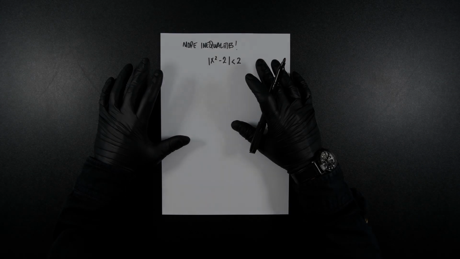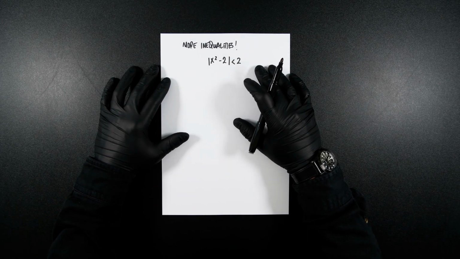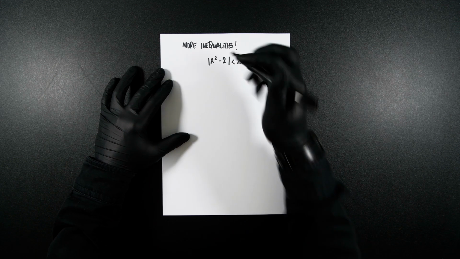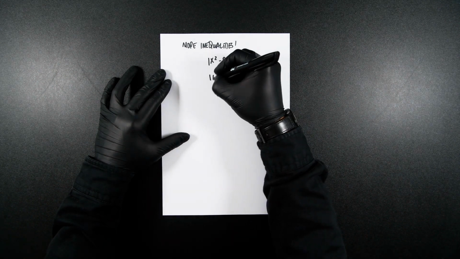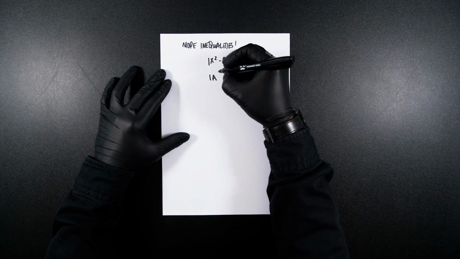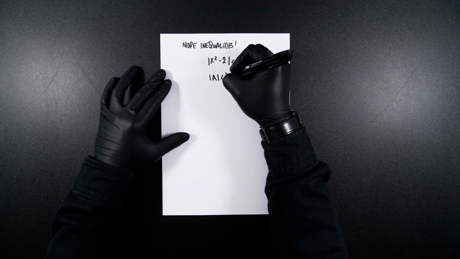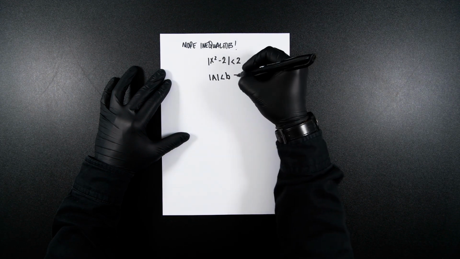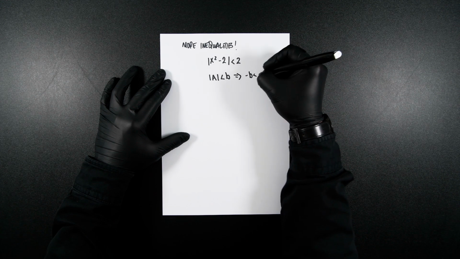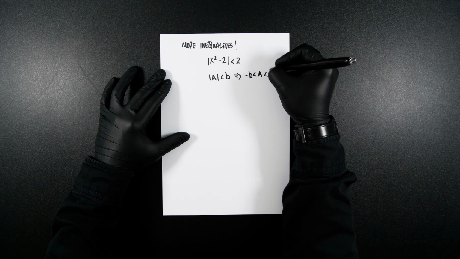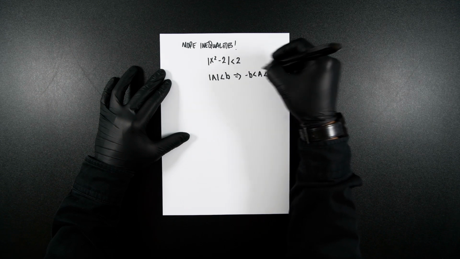I like this inequality. It looks quite easy, but it's actually a little bit tricky. You should remember that if you see anything within a modulus, like this, so this minus this, it is the same as writing it like this. So let's take this inequality and represent it like this.